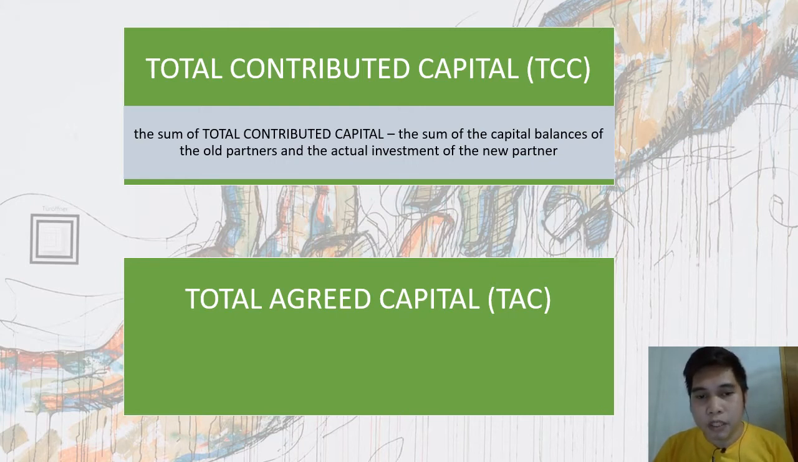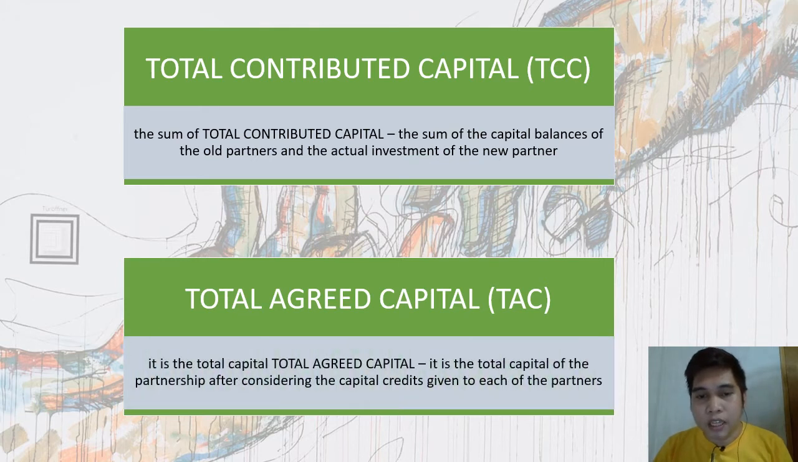So ang kinaibahan niya po sa total agreed capital is that total agreed capital is the total capital of the partnership after considering the capital credits given to each partner. So, ibig sabihin po yung total contributed capital, ito po yung initial recognition, yung initial capital ng old partner, tsaka ng new partner. Yung total agreed capital naman, it will be the final capital balances after the partnership dissolution. So, kapag may mga changes between the total contributed capital and the total agreed capital, ayun po yung pag-uusapan natin sa mga susunod na slides.